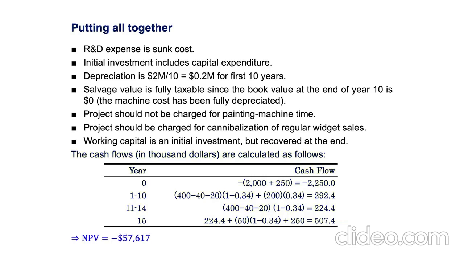$507,400. At the cost of capital of 10%, the NPV of Turbo Widgets is minus $57,600, which is negative. Therefore, we should not launch it now. This example merely illustrates some issues we need to pay attention to in forming cash flow forecasts for a project, given its financials.